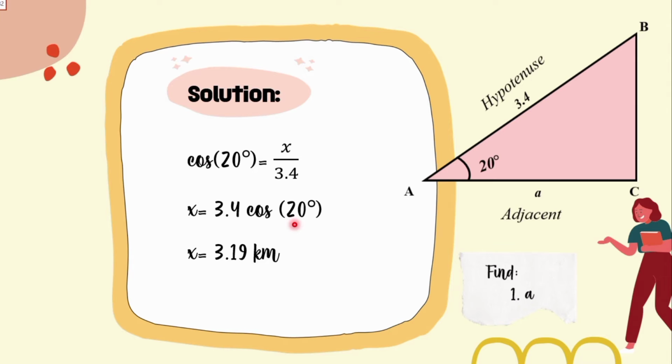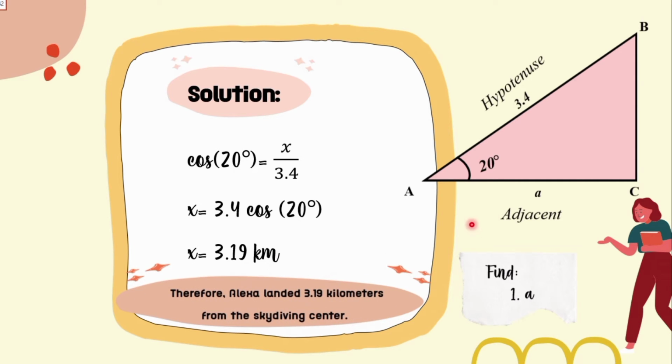So to evaluate this using a calculator, we got an answer of 3.19 kilometers. So therefore, Alexa landed 3.19 kilometers from the skydiving center. So this is the value of our adjacent in this triangle.